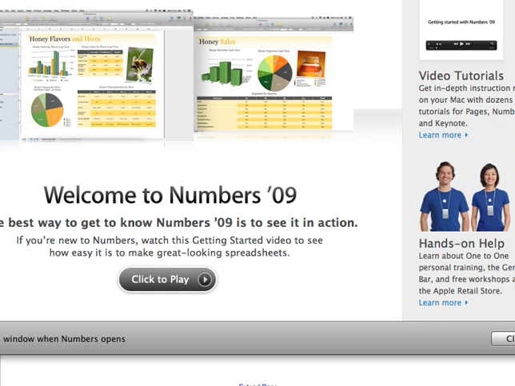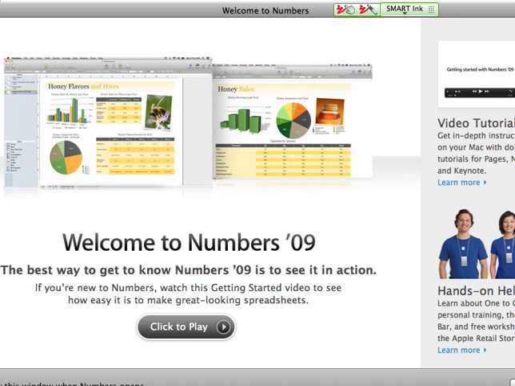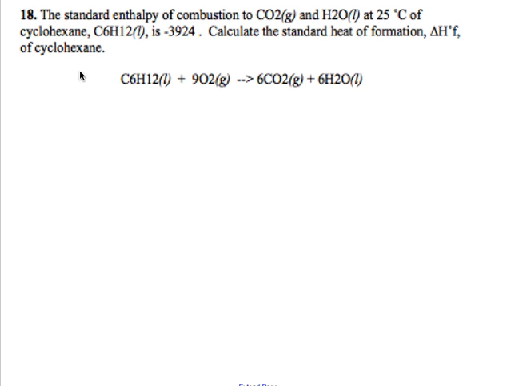Okay, so the last kind of problem that you're going to have, put a little asterisk by it because it's really important, is solving for the heat of formation of something that you don't have the heat of formation for. Looking at this problem, it says the standard enthalpy of combustion to CO2 and H2O at 25 degrees Celsius of cyclohexane is negative 3924. Calculate the standard heat of formation of cyclohexane. You can look on the chart and try to find it. It's not there. So how are we going to find it?